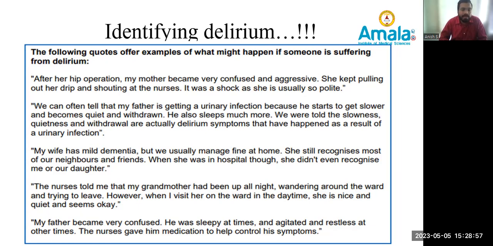The third one: my wife has mild dementia, but we usually manage fine at home. She still recognizes most of our neighbors and friends. When she was in hospital, though, she didn't even recognize me or our daughter.